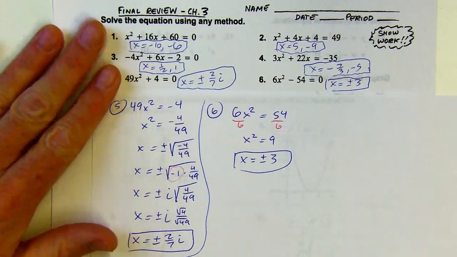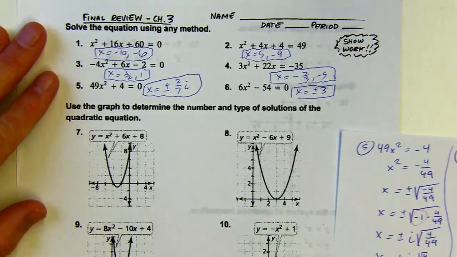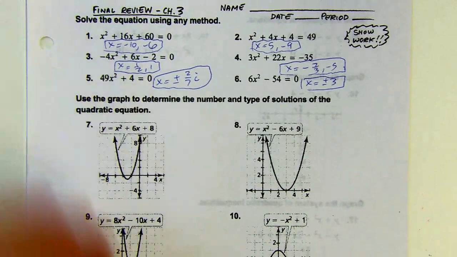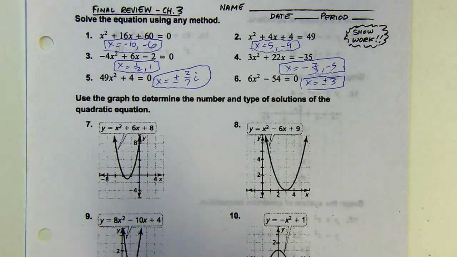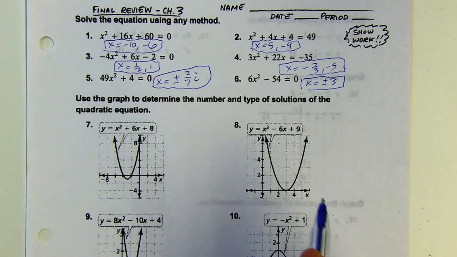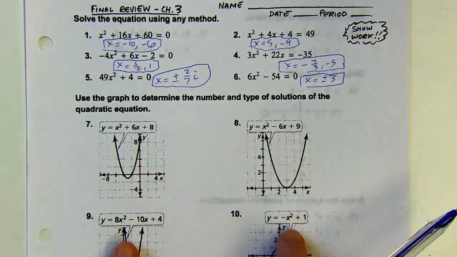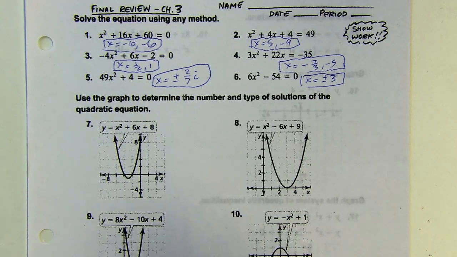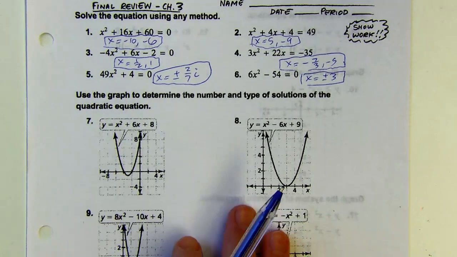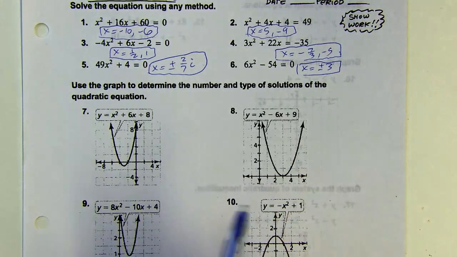Okay. All right, so there's that batch. Now on these next problems, we've got some graphs. Use the graph to determine the number and type of solutions of the quadratic equation. So all of these are second degree equations, which means they're going to have 2 total solutions. Okay, the real solutions are going to be x-intercepts. But sometimes if there's not enough x-intercepts, that means there can be some imaginary solutions.